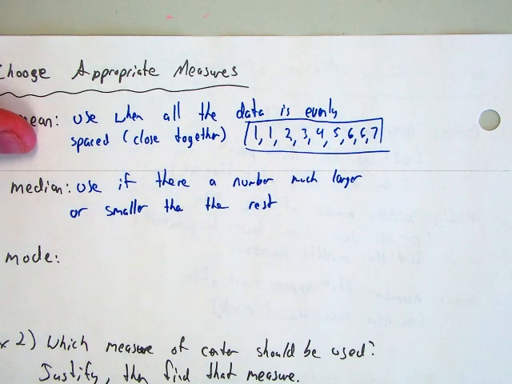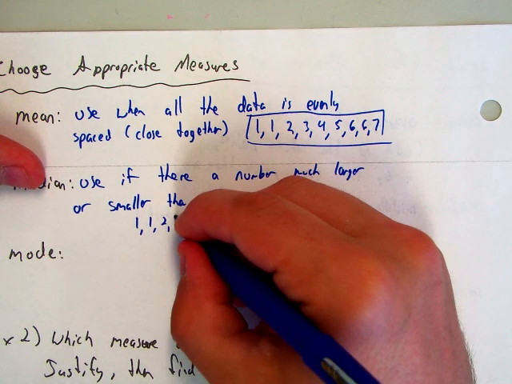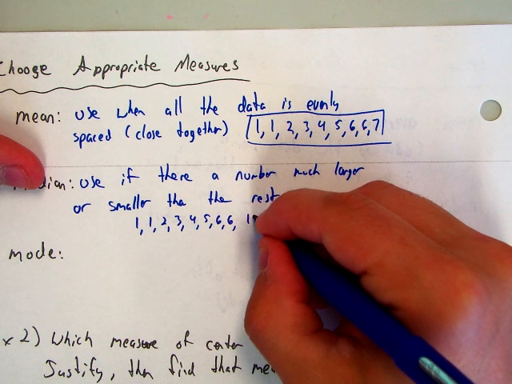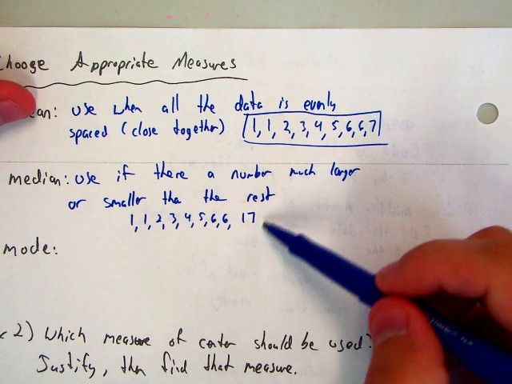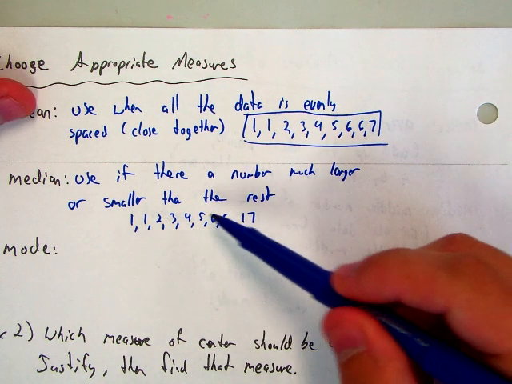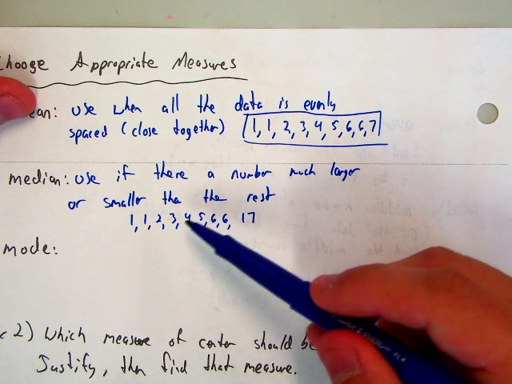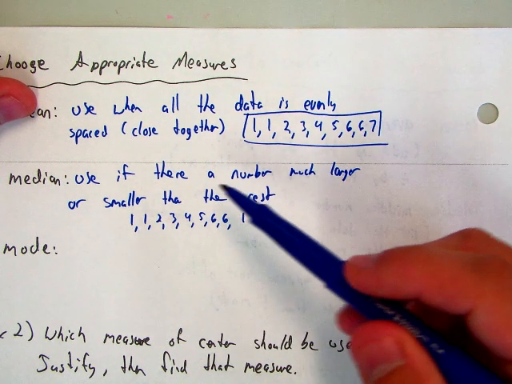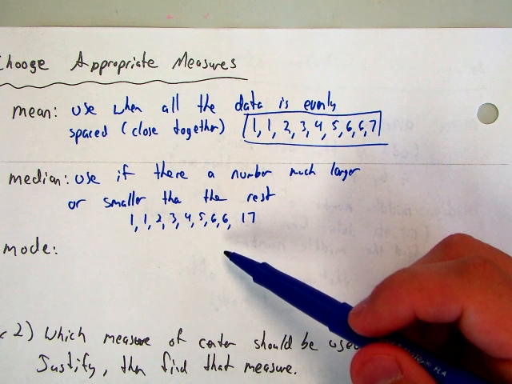If I'm using the median, this would be something like using the same data set. So 1, 1, 2, 3, 4, 5, 6, 6, and let's say 17. The reason why I wouldn't want to use the mean in this case is because this 17 is really far away from all these other numbers. So this 17 is really going to pull up the mean, and it might not necessarily be the middle of this data. So I want to use the median. The median would be a much better way to use this.